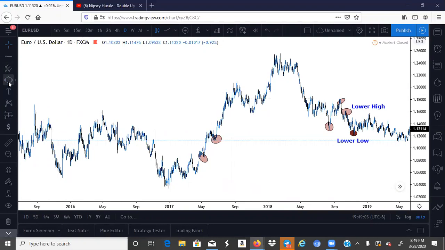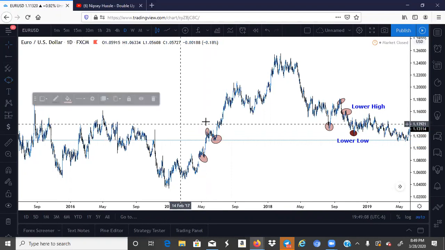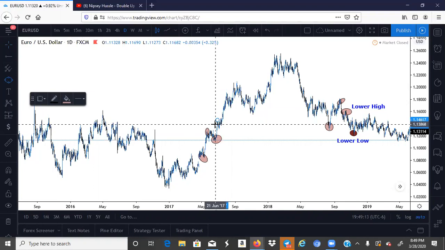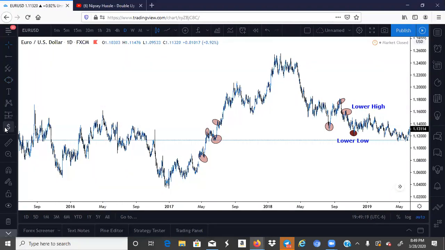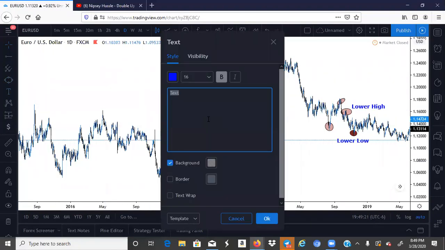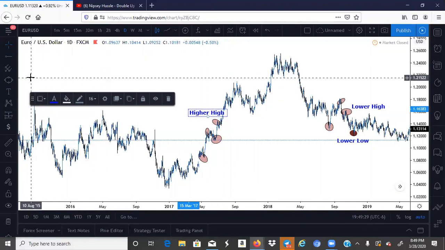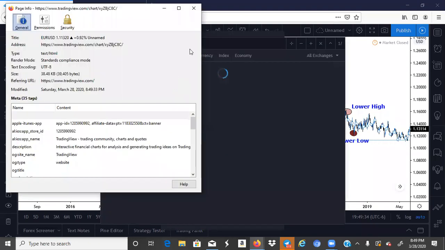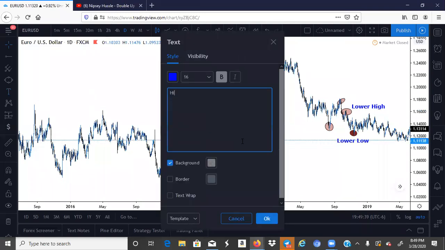So boom. I know this is probably boring to a lot of y'all, but that's what it takes. It takes learning this. Once you learn this, it will go by a lot faster. This is a higher high. And this is a higher low. Higher low.